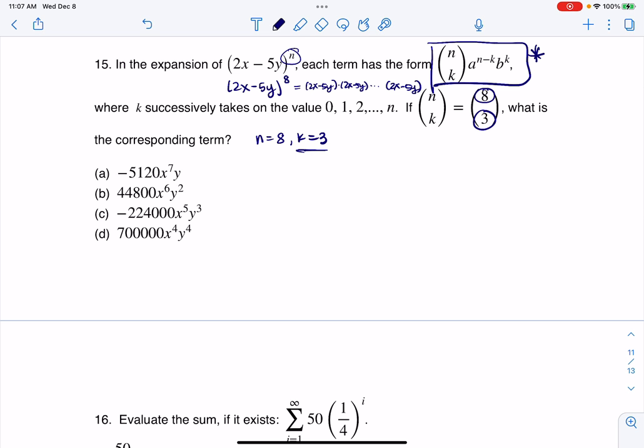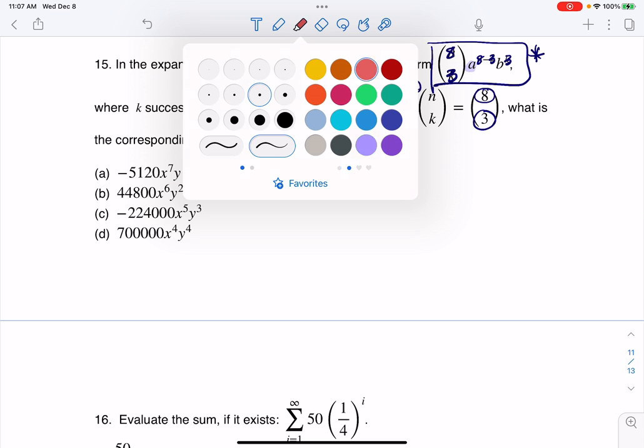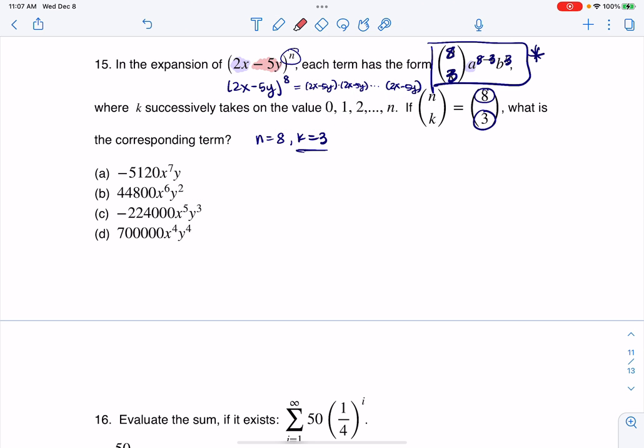So let's think about what we're going to substitute. And here's what I mean by that. We know n is going to be 8, k is going to be 3. So I'm going to put an 8 here and a 3 here and then a 3 here. And you know your a term. So let me go ahead and mark this. Our a is 2x, so I'm going to substitute that in. And then when I color code this, our b is negative 5y. All right, and I'm going to put that in. So I'm just going to substitute all of those numbers and terms in, and then we're going to simplify and see which of these that pops out to.